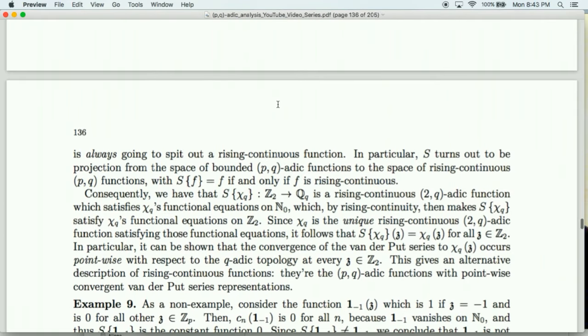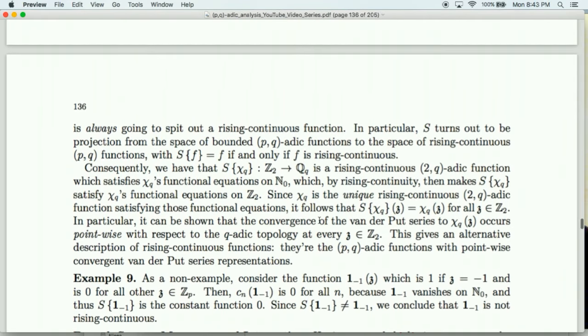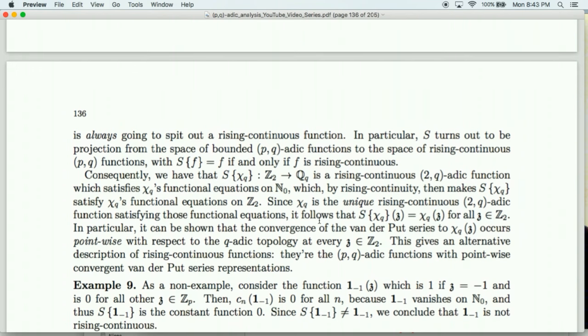So now, there's actually even more here. Consider the function 1 of negative 1, which is the indicator function for the singleton set negative 1, the 2-adics. This function is going to be 1 if z is negative 1 and 0 otherwise. Because the support of this function does not contain the non-negative integers, all of its VDP coefficients are 0. And so the VDP series of this function is the constant function 0. And since this function is not its own van der Put series, we conclude that this function is not rising continuous.